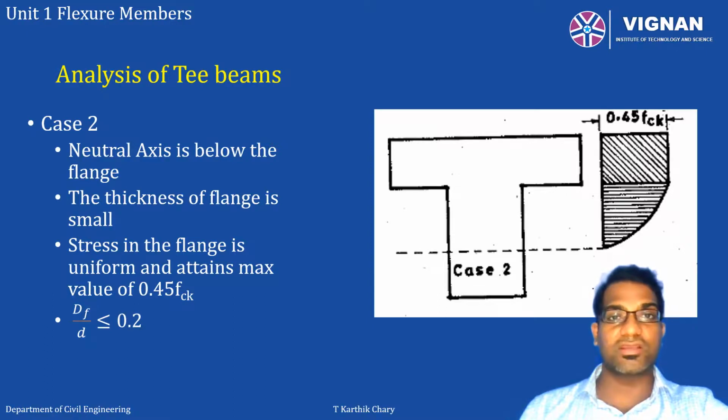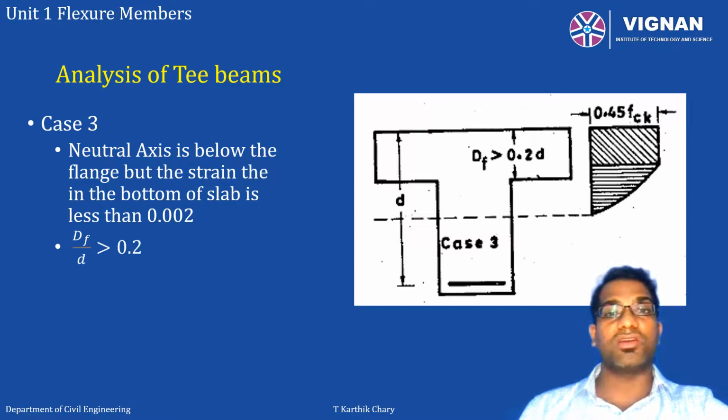The last case, when the neutral axis is below the flange, then the stress diagram in the concrete in the flange is non-linear. You can see in the figure. Whereas in the previous case, we considered that the stress diagram in the flange is uniform. When dF by d is greater than 0.2, then the stress diagram is non-linear.